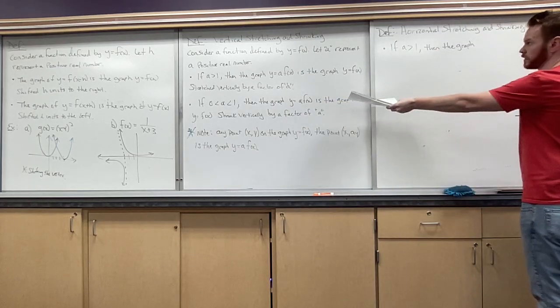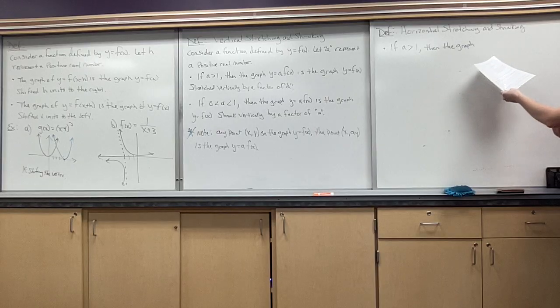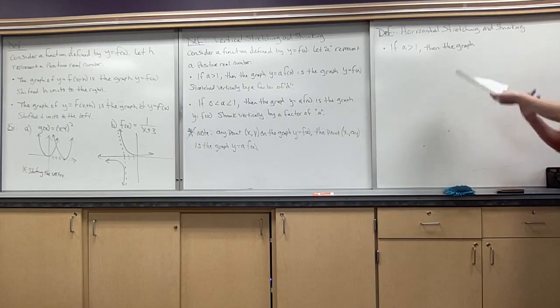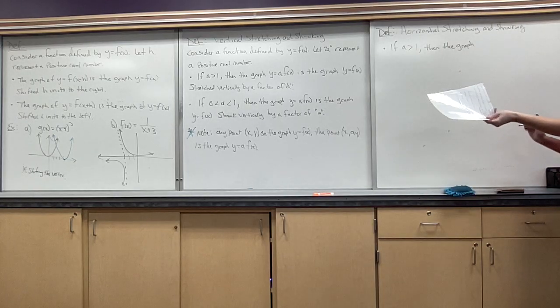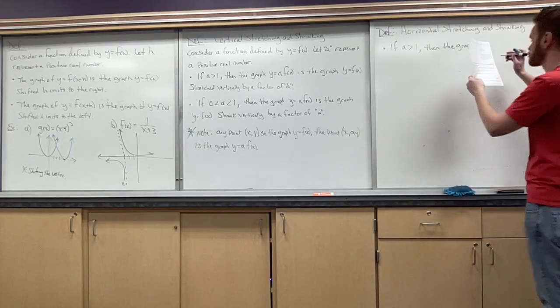It was outside the function. So for the horizontal, a is going to be inside the function. Okay? It kind of works with the translations, right? The vertical translations, it had to be outside the function for it to move up and down. The horizontal, it had to be inside the function. So this does follow that same pattern.